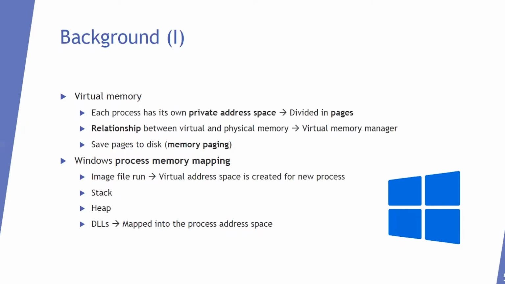When an image file corresponding to a certain application is run, Windows creates a virtual address space for the new process and maps the image file into memory. Also, memory for the stack and the heap is allocated. Additionally, the application will depend on certain system libraries called DLLs, which will be mapped into the process address space.